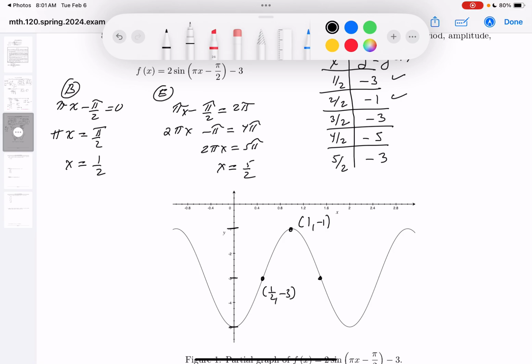And again, I'm looking forward to seeing these things over here. That's 3/2, comma, -3. And then the next number is going to be this one over here. That's 4/2, which is 2. And it's going to be -5. And then I get this one over here, which is going to be 5/2, comma, -3. Now, by the way, I can put this point down too if you want.